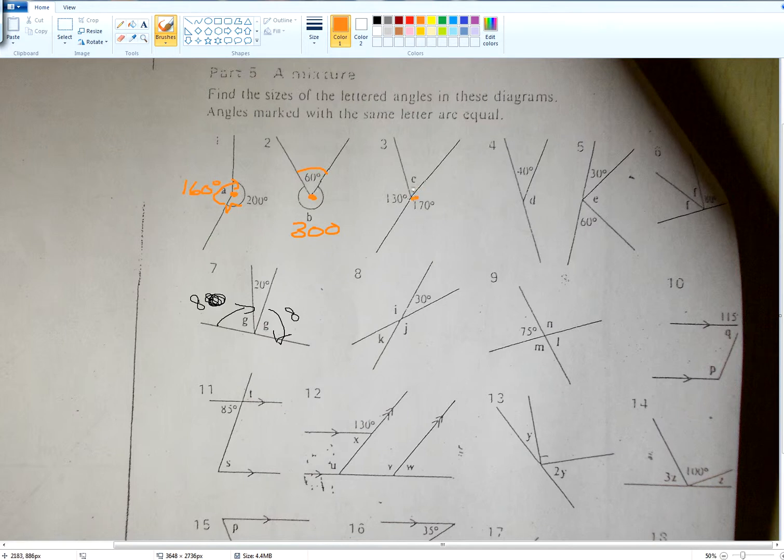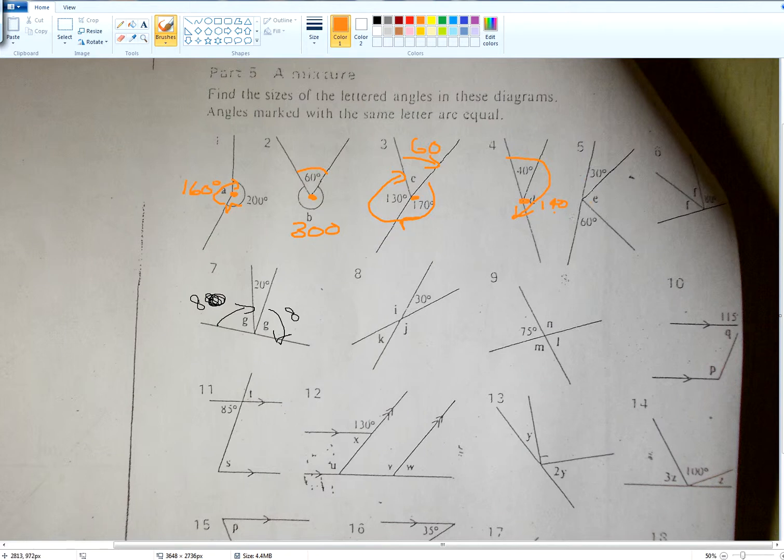Okay, now this angle is also around a point. So you have 170 and 130. That gives us 300. This is the remainder of 60 to make 360. That's 40 and that will have to be 140.